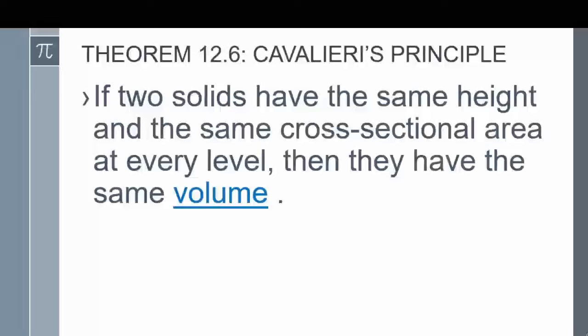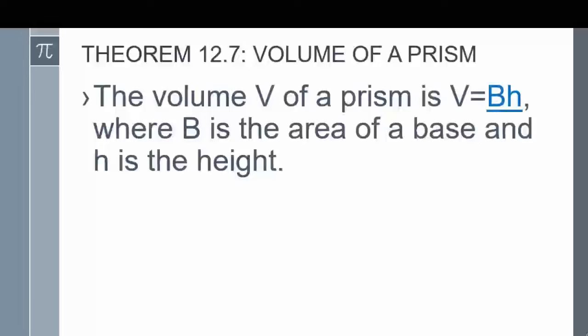Theorem 12.6, Cavalieri's principle. If two solids have the same height and the same cross-sectional area at every level, then they have the same volume. Theorem 12.7, volume of a prism. The volume V of a prism is V equals BH, where B is the area of the base and H is the height.